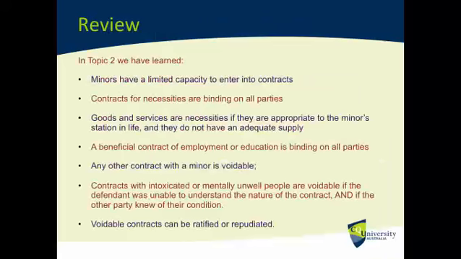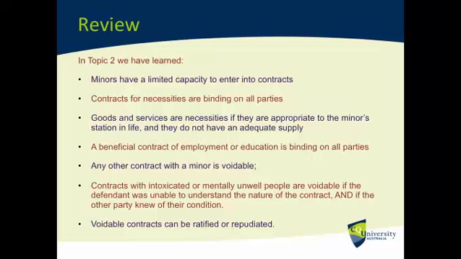So what have we learned in this topic? First, we've learned that minors, who are people under the age of 18, have a limited capacity to enter into contracts. They have a limited capacity to enter into contracts because the contracts that they enter into are generally not binding on all parties in the way that a normal contract is. They are generally voidable by the minor.